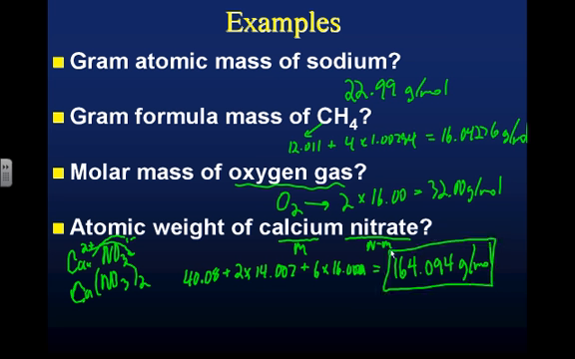So if you wanted 1 mole of calcium nitrate, how many grams would you have to measure out? That many. How many formula units would you have if you had that many grams? 6.02 times 10 to the 23rd. So those are all little multiple choice questions I'll probably ask.